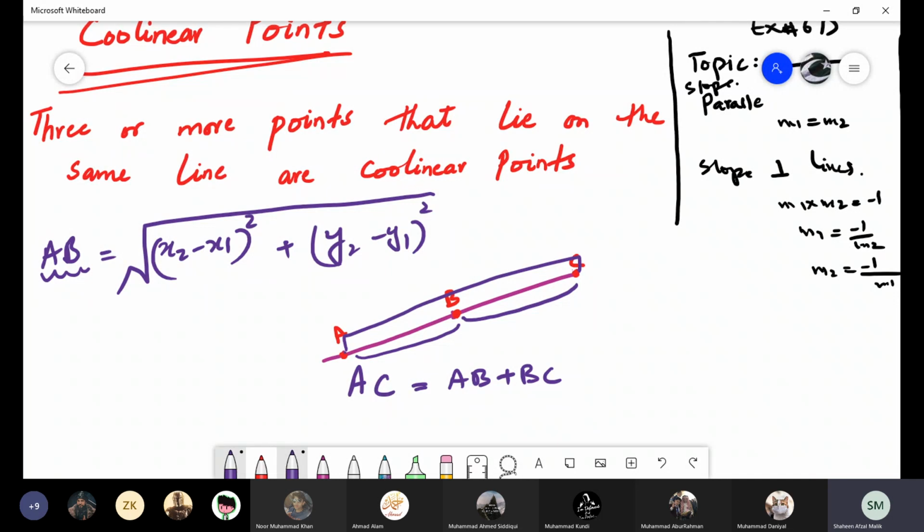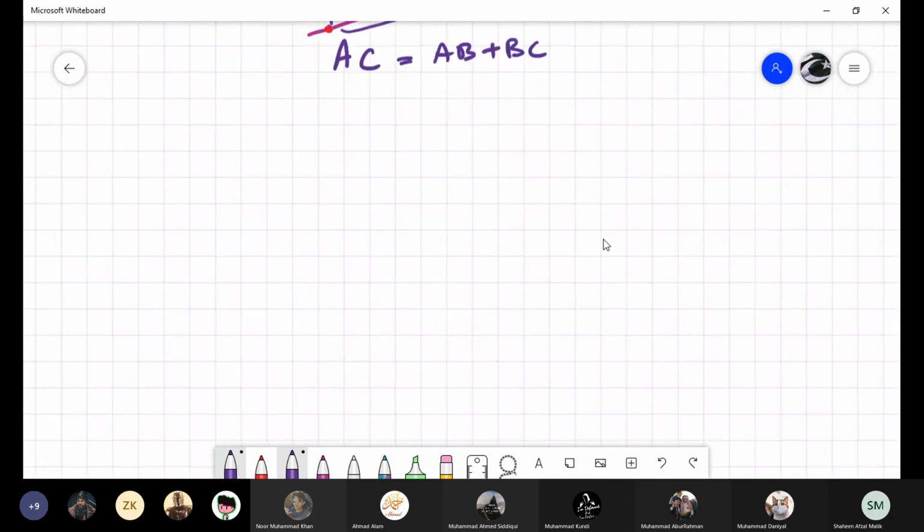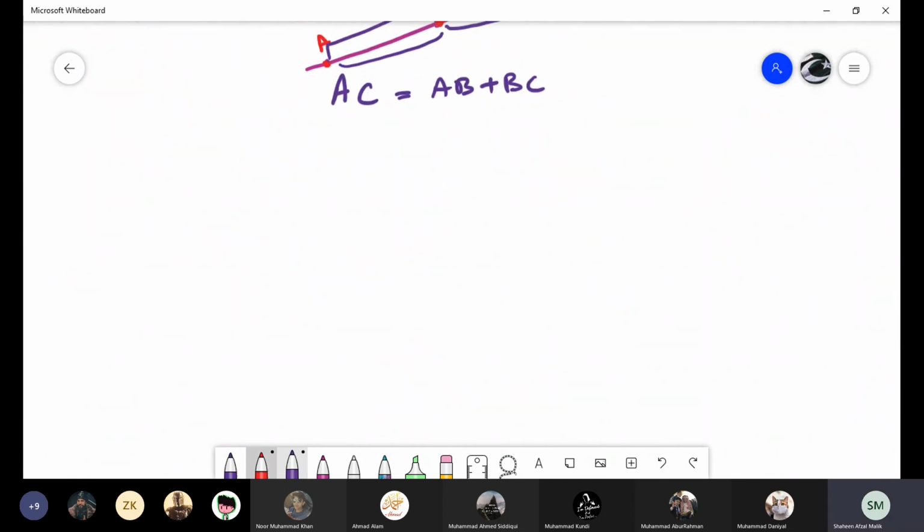Now move to exercise number 6D, page 166, question number 1. We are going to start the exercise. Exercise number 6D and its question number 1.